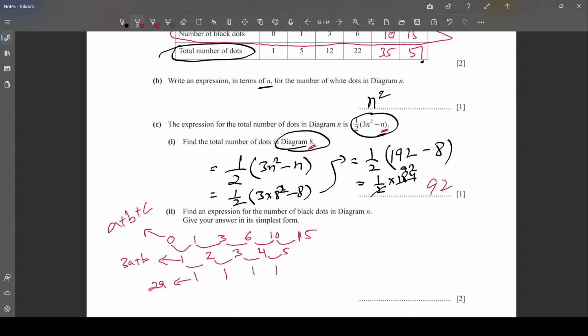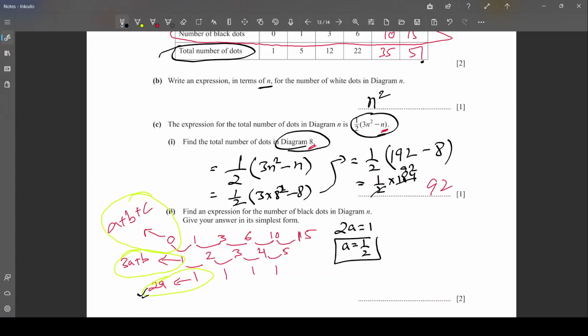Okay, so let's equate. Let me change the color. Let's take blue. This two I have to equate, this two I have to equate, and this two I have to equate. If I equate, first of all we have to equate from the bottom, right? So that we can get the value of a first. So 2a equals 1. What is the value of a? a equals 1 by 2.